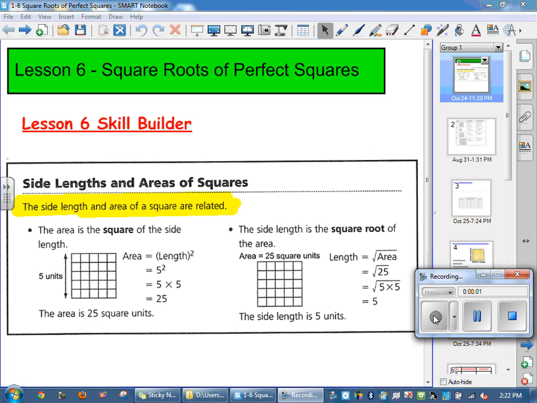6, we're talking about square roots of perfect squares. How do we know if something is a perfect square? Do you remember from the past? How do we know if it's a perfect square? Berkeley, what do you think?